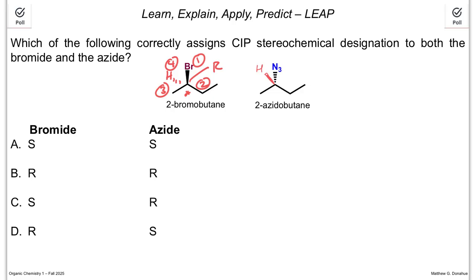For the product, we end up with the same rotation in a sense. Hydrogen's 4. In terms of atomic number, nitrogen is greater than carbon, so that's 1. And those other 2 carbons stay the same. So it's still going clockwise, but now the lower priority group is out towards you. So we flip the R to S. And then we would end up with D as the correct answer.